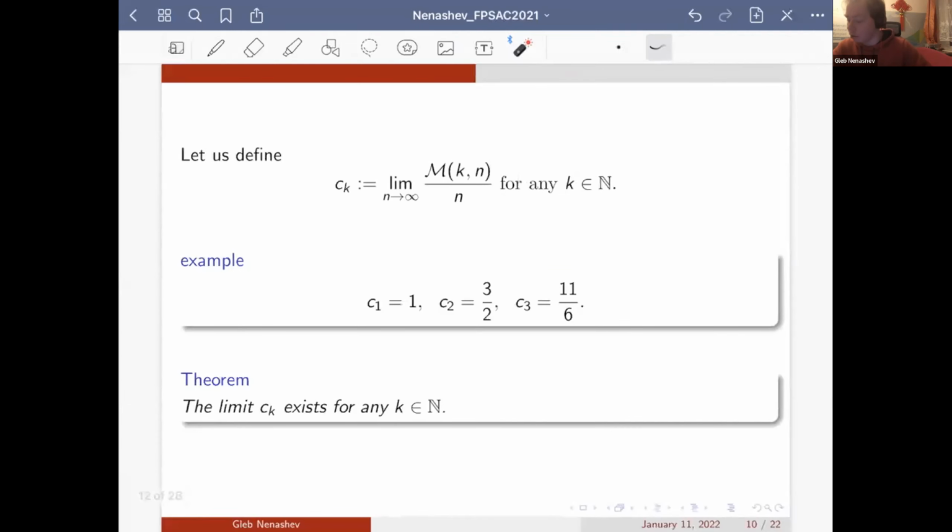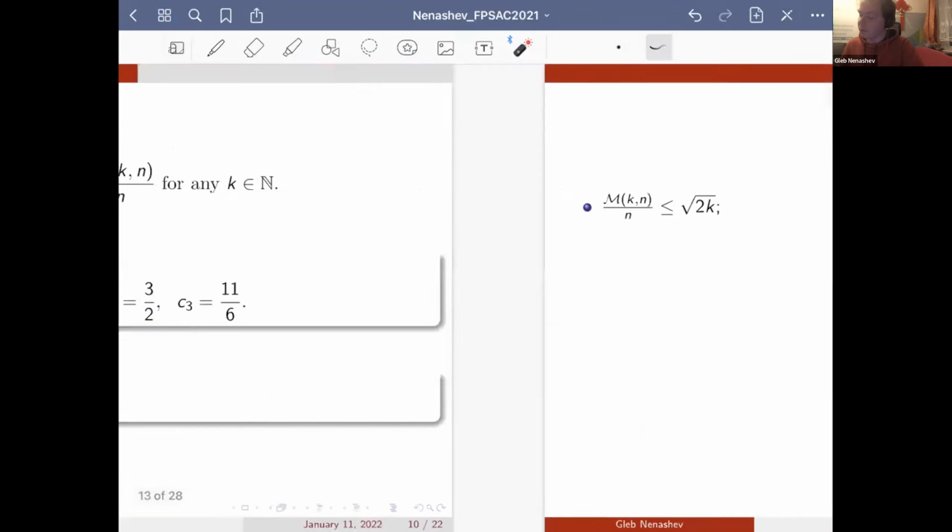Okay, and maybe the main notation for this topic is a number ck, which is the limit of mkn over n. And in the previous examples, we have that C1 is 1, C2 is 3 over 2, and C3 is 11 over 6. And the theorem is that CK exists for any K. So this is well defined. And it's very fast to present the proof of this. So I will do it.